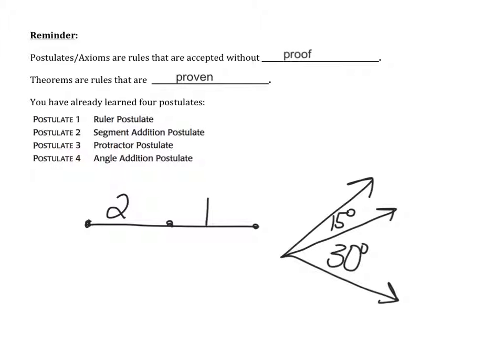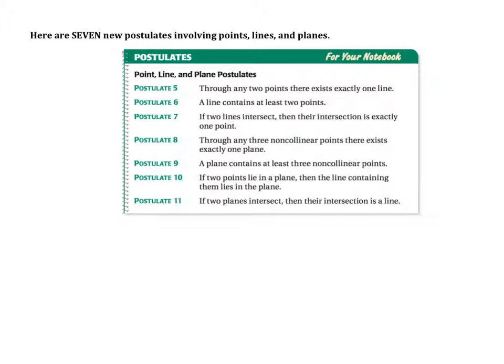Here are 7 more postulates about points, lines, and planes, and I think you'll find these to be pretty familiar. These postulates are based off of how we name and talk about points, lines, and planes. So postulate number 5. Through any 2 points, there's exactly 1 line. This is exactly what we talked about when we talked about naming a line with 2 points, how any 2 points are always collinear because I can always draw a line through them. So anytime I have 2 points, there's exactly 1 line that I can draw through them.